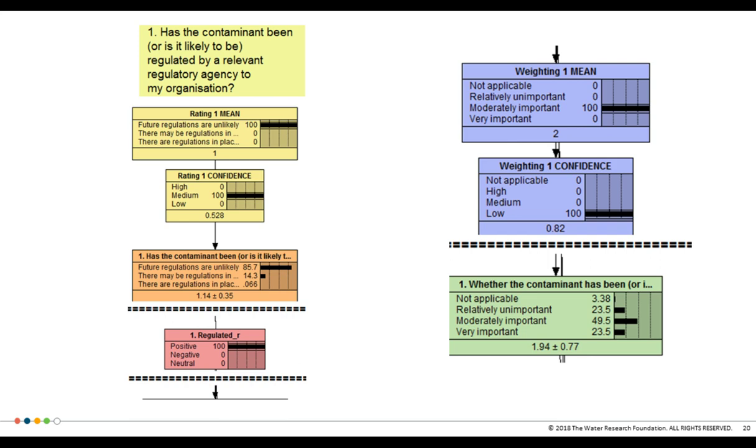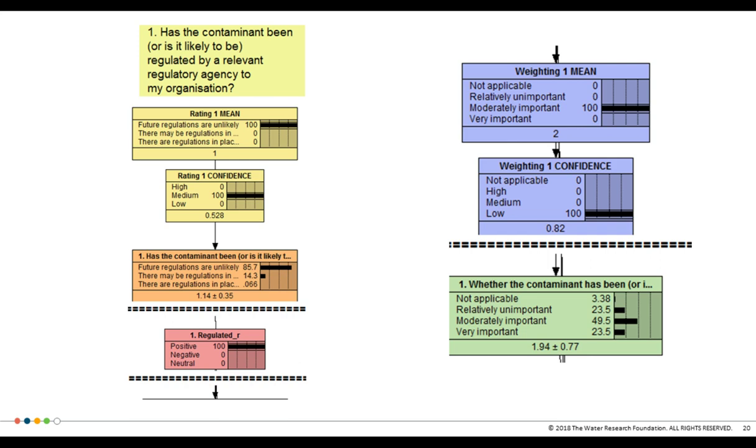it means that most of the probability density, if you like, is on future regulations are unlikely, because that's what we selected in the first box. But because that confidence is not high, it's only medium, some of that probability density has spilled over into there may be regulations in the future, reflecting that we're not absolutely certain of the score that we gave. And then the pink box there asks the question, is this a positive criterion? Is this something that would make us more likely to want to prioritise this contaminant, or is it negative, which would make us less likely to want to prioritise the contaminant, or is it neutral? Is it not something we even care about, that wouldn't influence our decision?